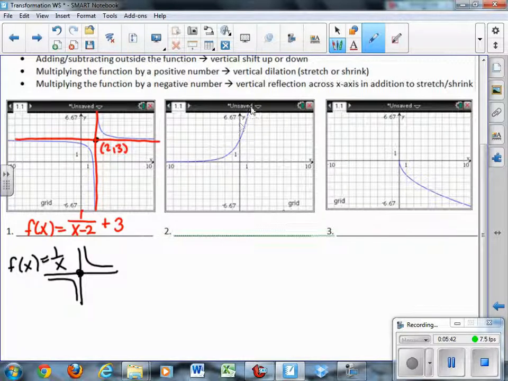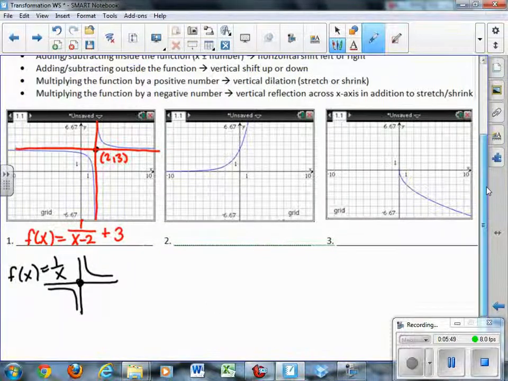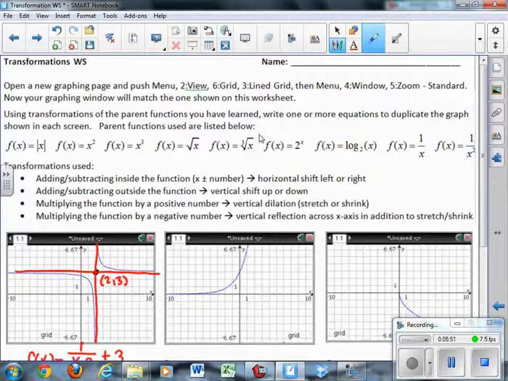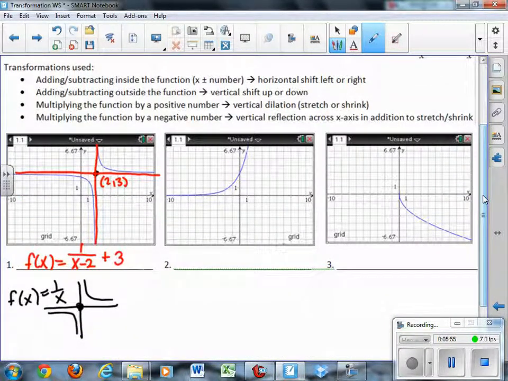Now we look at our second graph. This looks like an increasing exponential function. So if we go back up to our list, the increasing exponential function that I'm using for the purposes of this worksheet is 2 to the x. So y equals 2 to the x, or f of x equals 2 to the x.